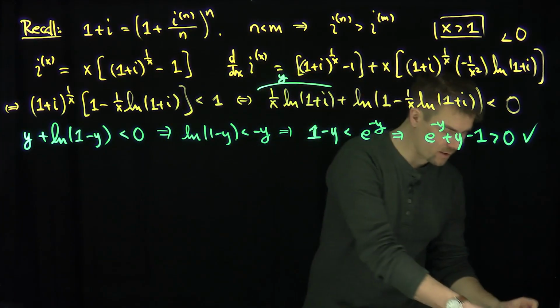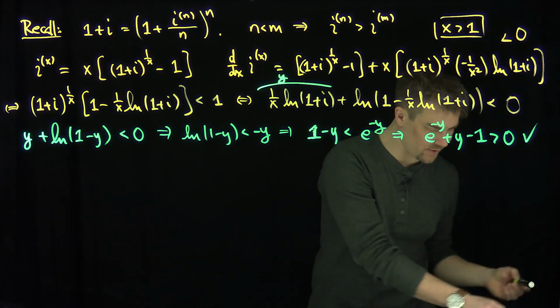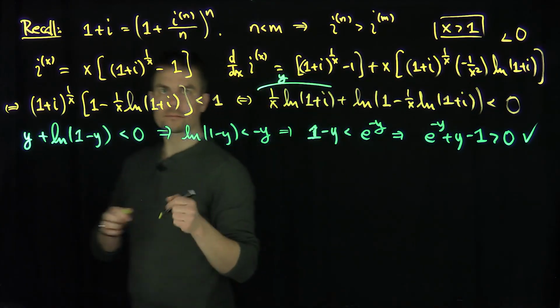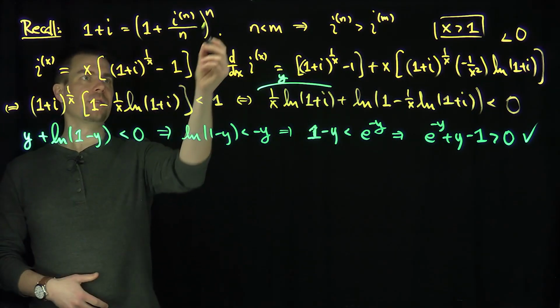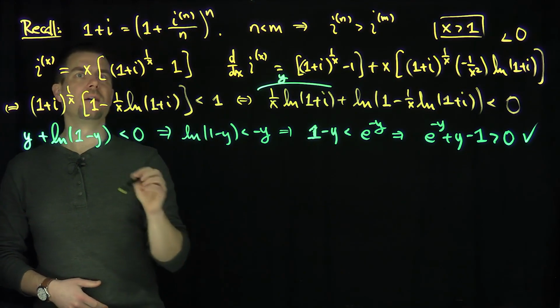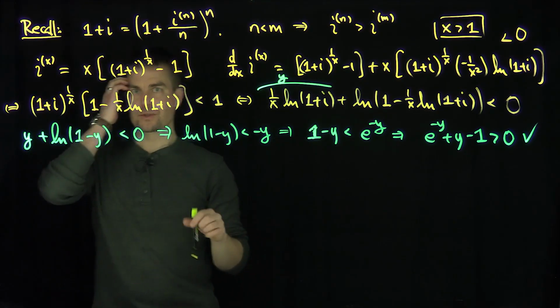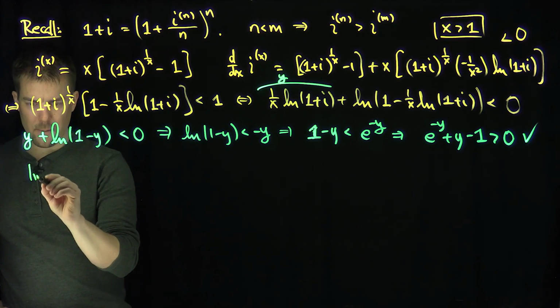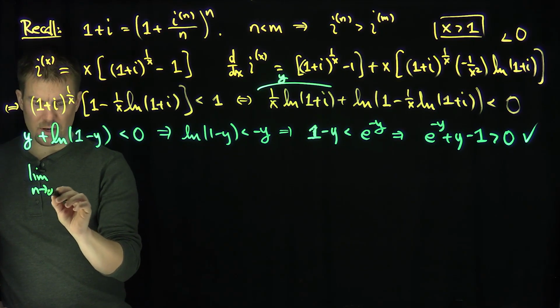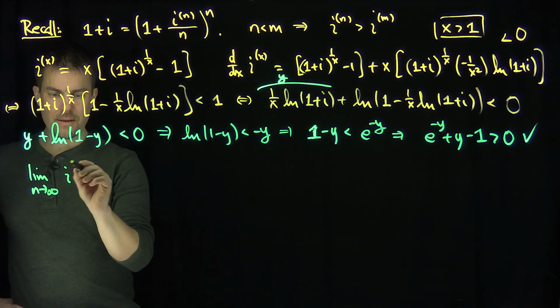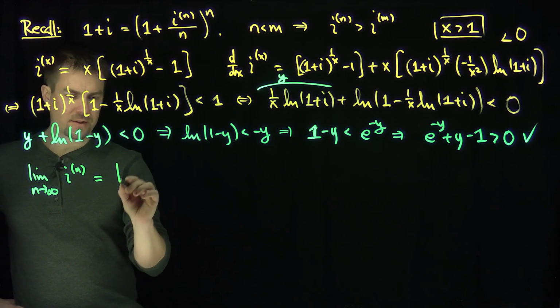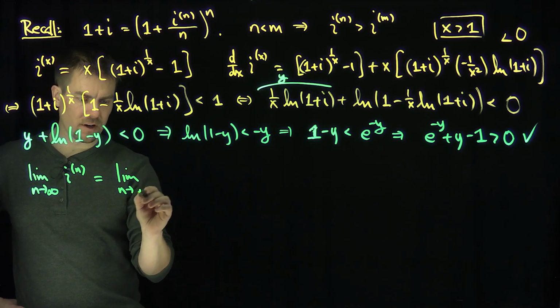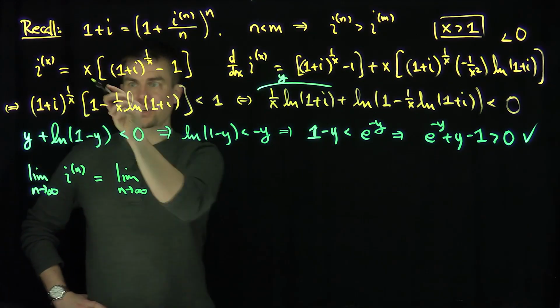The monotone convergence theorem is going to imply there's going to be a limit of this thing. So let's compute it. What I need to find is the limit as n goes to infinity of this expression over here. So I want to find the limit as n goes to infinity of i_n. And that is the limit as n goes to infinity of this expression over here.